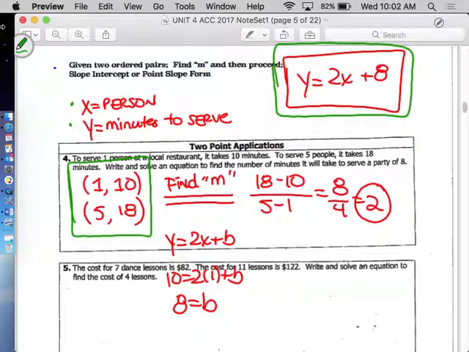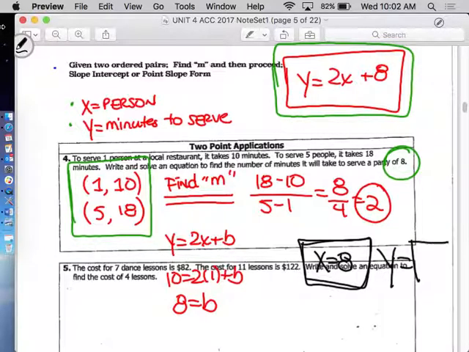And now lastly, I'm given one particular scenario to serve a party of 8. That's the equivalent of being given an X value of 8. If X equals 8, can I determine how long it will take to serve, how many minutes will it take to serve 8 people at this particular restaurant? So I would take that value and run it through my equation. So that means it's going to take about 24 minutes to serve 8 people at this restaurant.